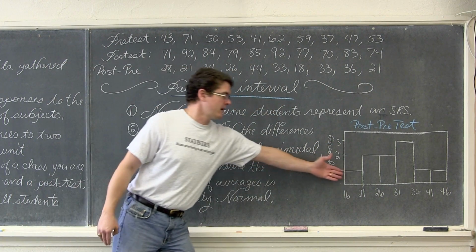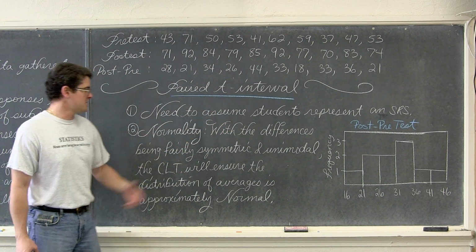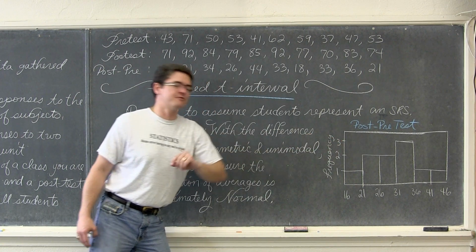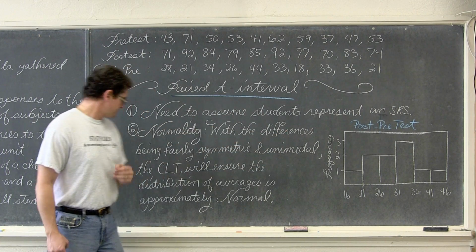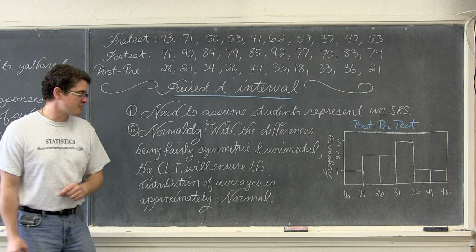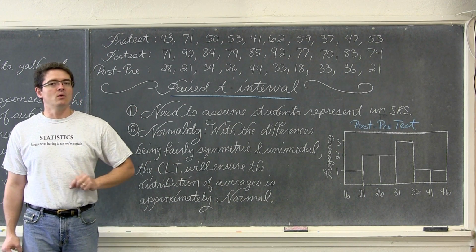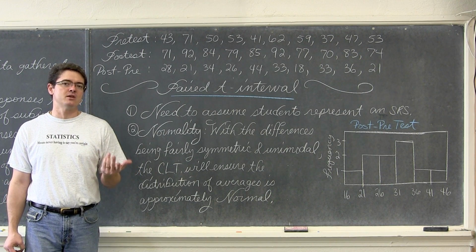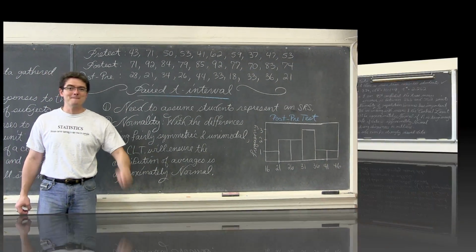I just need a histogram that is fairly symmetric and unimodal, and indeed we do. So with the graph here to help us out, with the differences being fairly symmetric and unimodal, the central limit theorem will ensure the distribution of averages is approximately normal. And at the end of this video, I'll remind you again what the guidelines are for the central limit theorem and what constitutes a large enough sample to make sure that your averages are indeed normal. So let's see what that confidence interval looks like, shall we?